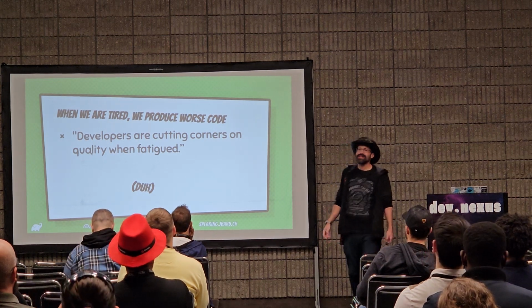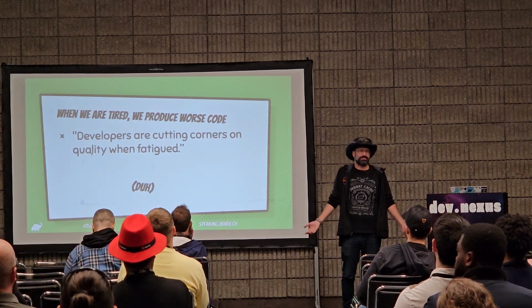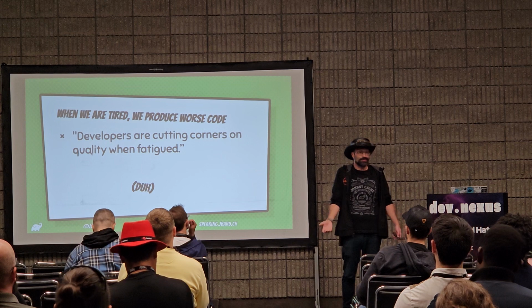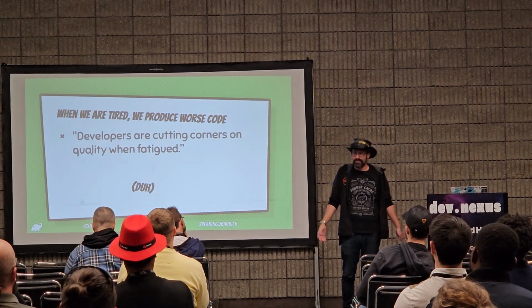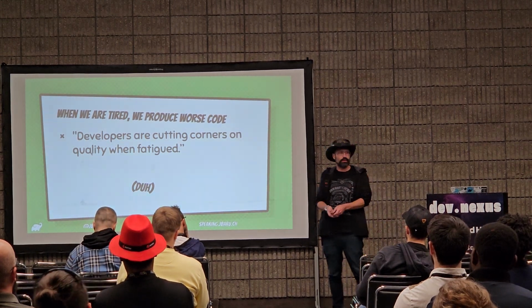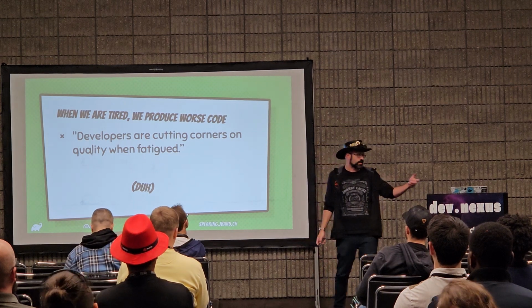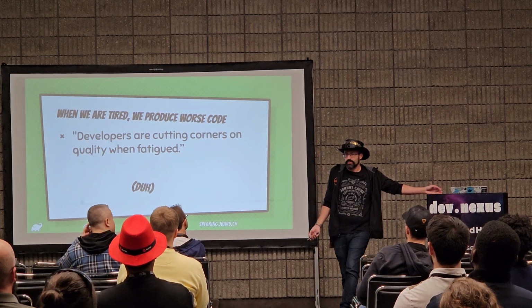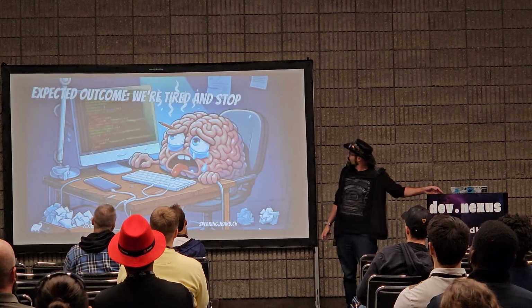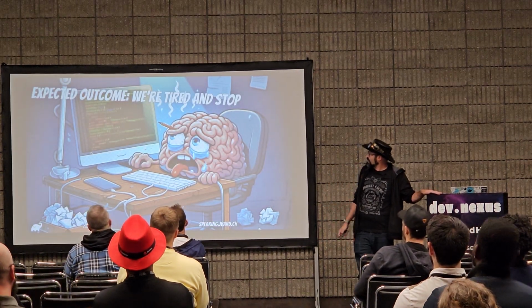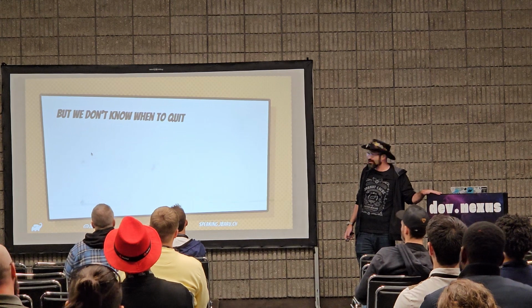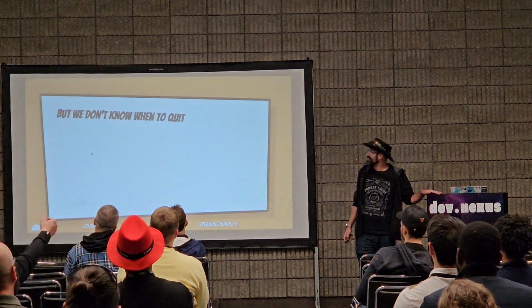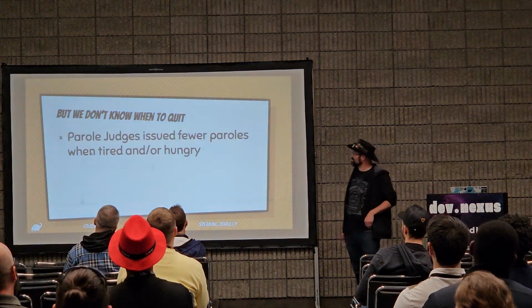Now, you might say, okay, so yes, we are getting tired, we are not as good, and of course, we just spoke about how context switch actually makes us tired faster. So what's the problem in that? We're going to take a nap. You are tired and you stop, but you don't. We don't know where to quit.